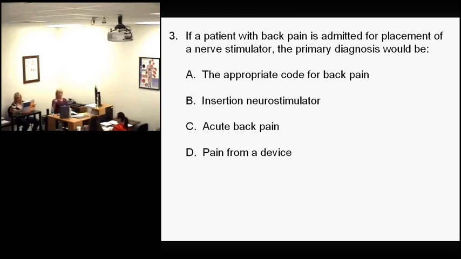Okay. All right, so let's look at this one again. If a patient with back pain is admitted for placement of a nerve stimulator, the primary diagnosis would be, because we're actually treating the condition, right? So go look at your guidelines. If you're treating the condition, what is the first code? It's going to be the appropriate pain code. So it's going to be the appropriate code for back pain.